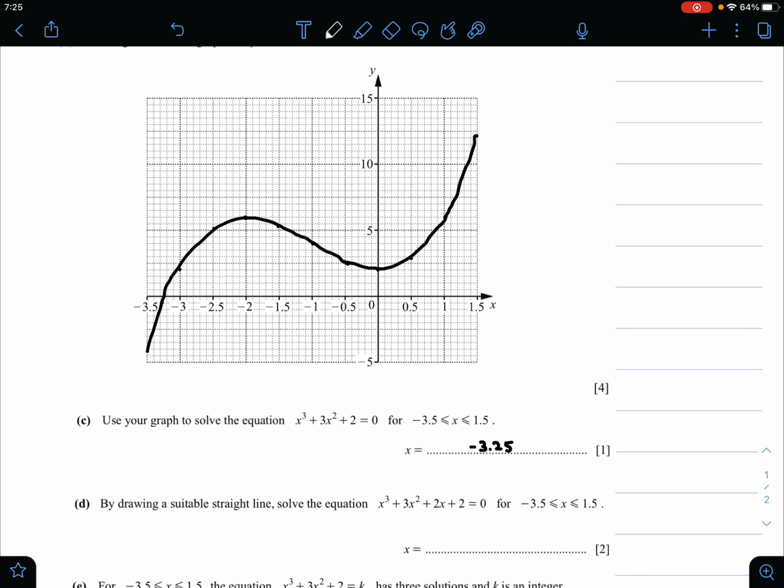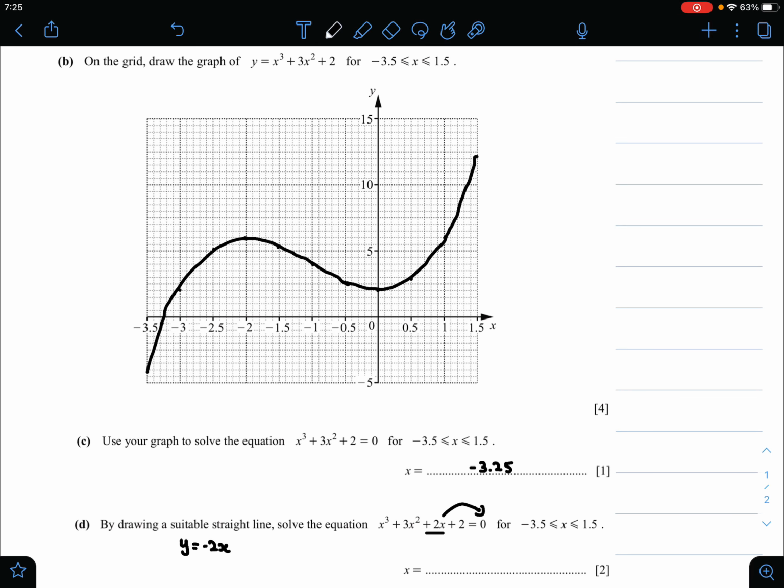For part D, they are asking us to draw a suitable straight line to solve the equation x cubed plus 3x squared plus 2x plus 2 is equal to 0. So the original equation, which is x cubed plus 3x squared plus 2, so the extra part, which is the 2x, we can take to the other side of the equation. So the remaining part would be y is equal to -2x. So let's go ahead and plot this straight line on the graph. When x is 0, y is also 0. When x is 1, y is -2.